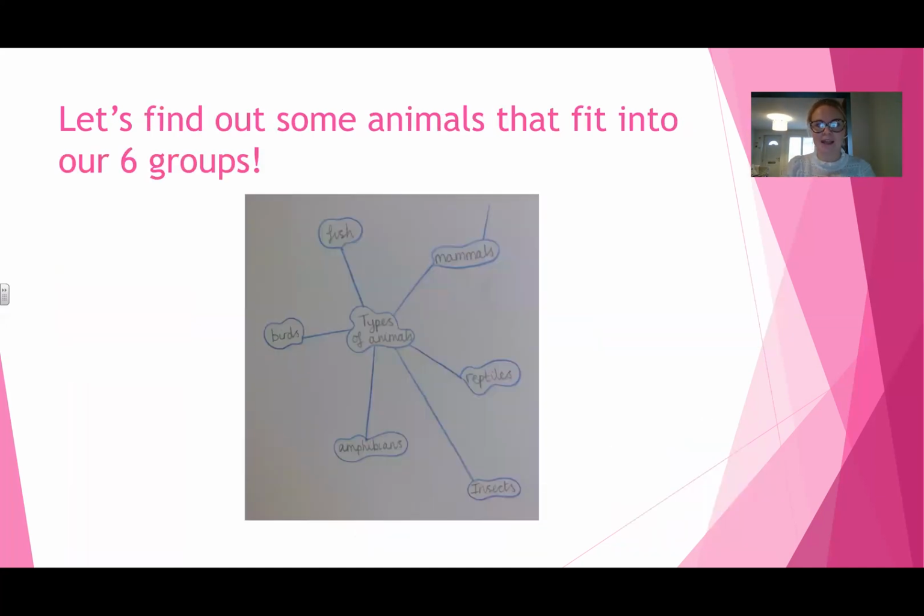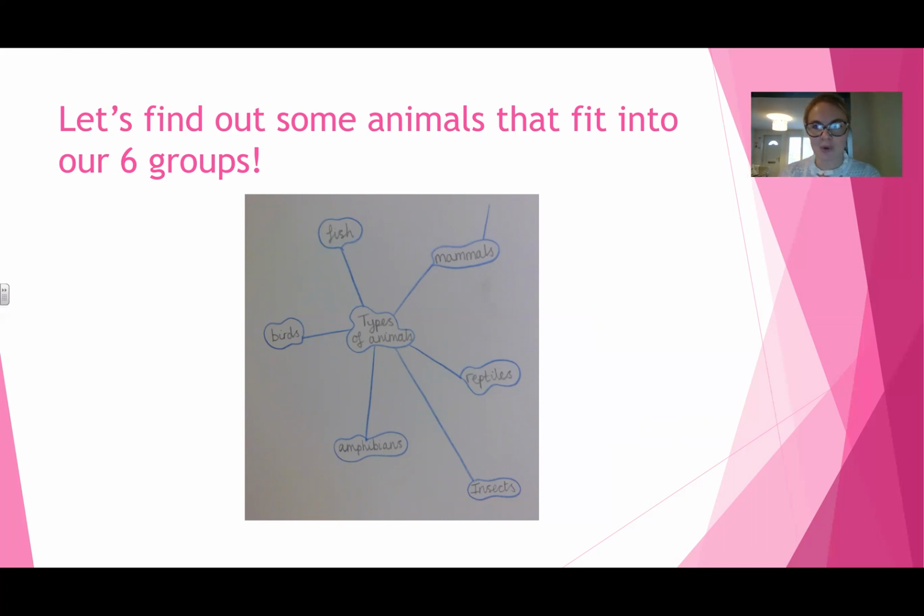So, I would like you to write yourself out a bubble map. It's going to have in the middle types of animals, and then all around the edge, you're going to have each animal group. So pause the video now and draw yourself a bubble map like mine, but make sure you've got plenty of room around each bubble because we're going to add to our bubble map. Off you go. Well done.